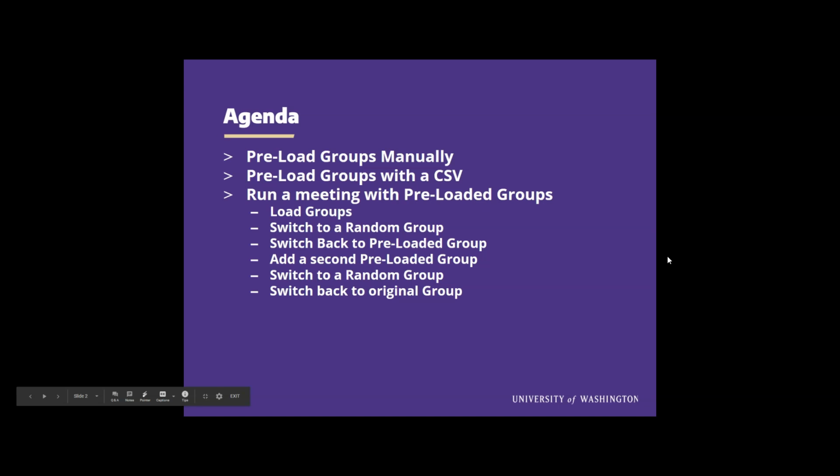So we'll talk about these things here. We'll show you how to preload groups manually. Then we'll show you how to use a CSV file to simplify that process. And then we'll jump into a meeting where we'll actually load those groups. We'll switch to a random group. Then we'll come back to our preloaded group. And then I'm going to show you a trick where you can actually add a second preloaded group into your meeting while it's still running. Then you can switch to another random group, and then we could switch back to an original group. So let's take a look.